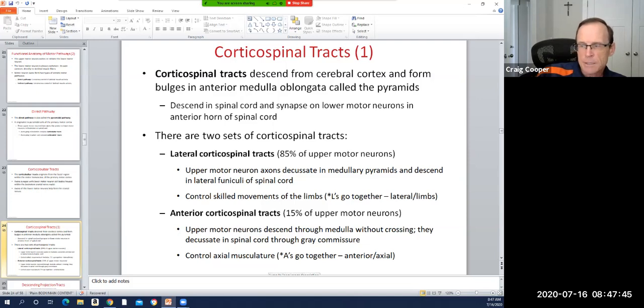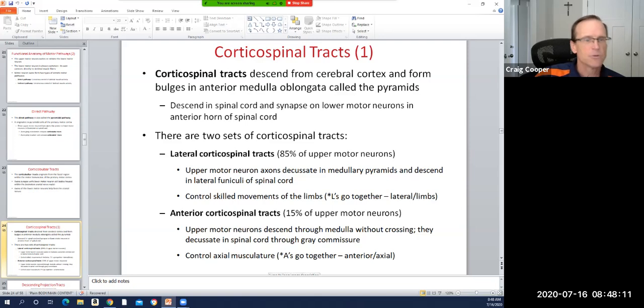Our lateral ones are the ones that control limb function. And so I added, and I don't know if the slides on Canvas have this, in parentheses, things that I think can be helpful to remember which path controls which function. The lateral goes to the limbs, the L's go together. The anterior goes with the axial muscles, so the A's go together.